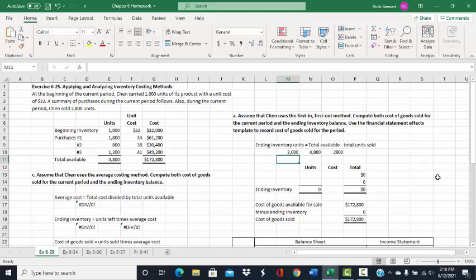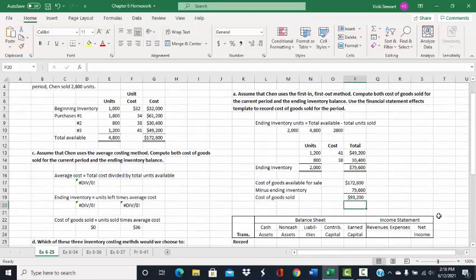Under the first in, first out method, we assume that we sold the first units that were purchased as inventory first, and the ones that are left are going to be our ending inventory. So we have 1,200 units at $41, and we have 800 units at $38 that are left in our ending inventory at the end of the period. So we had 2,000 units and ending inventory of $79,600. To determine cost of goods sold, we take our total goods available for sale minus our ending inventory, and that gives us cost of goods sold.